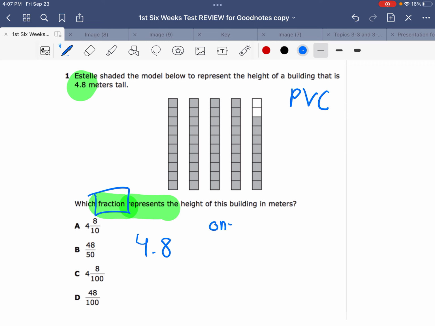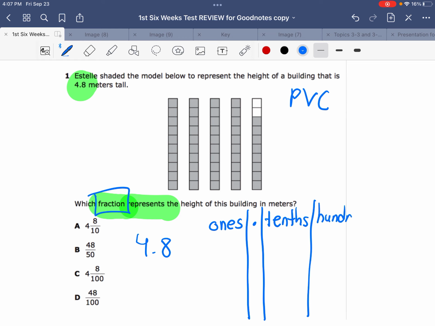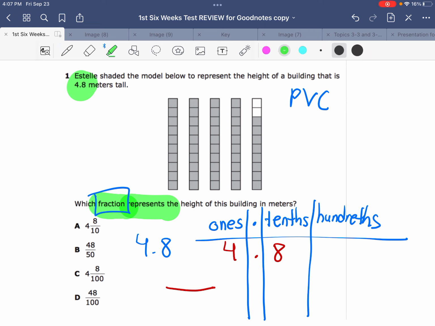I have my ones, I have my decimal, I have my tenths, and I have my hundredths. Okay? And I'm just going to plug this decimal into here. So I have 4.8. When I make my fraction, your ones, so my ones here is the 4, is going to be on the side. My big 4 right here, it's going to be on the side.